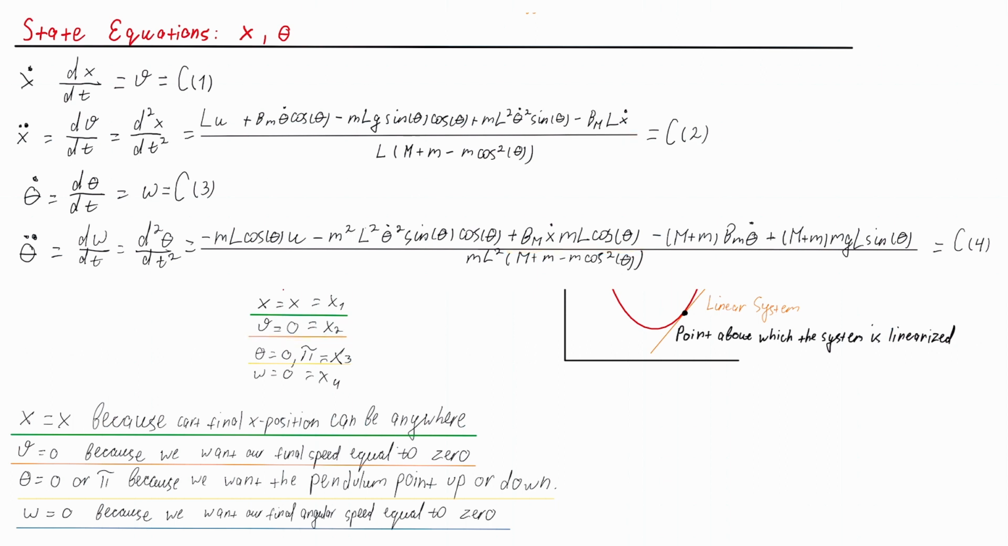system. Pendulum angle theta is either 0 degrees for the pendulum pointing upward or 180 degrees for the pendulum pointing down. This is the condition we want to satisfy. And lastly, similar to velocity, we want our angular velocity to be 0.